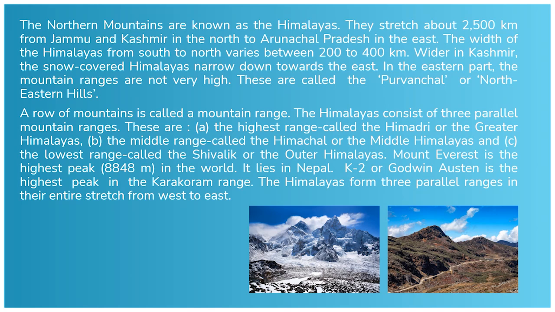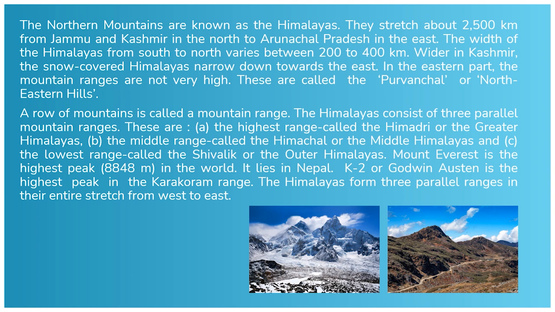The northern mountains are known as the Himalayas. They stretch about 2,500 kilometers from Jammu and Kashmir in the north to Arunachal Pradesh in the east. The width of the Himalayas from south to north varies between 200 to 400 kilometers. Wider in Kashmir, the snow-covered Himalayas narrow down towards the east.